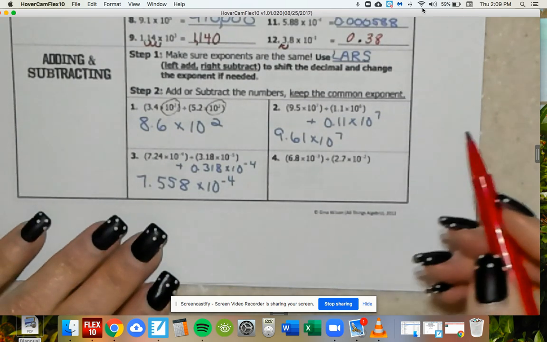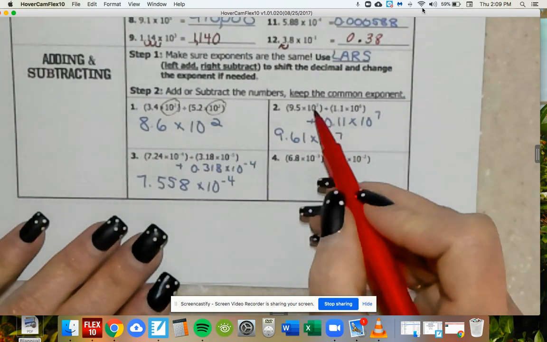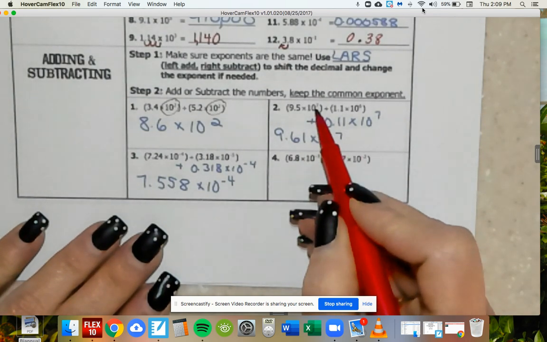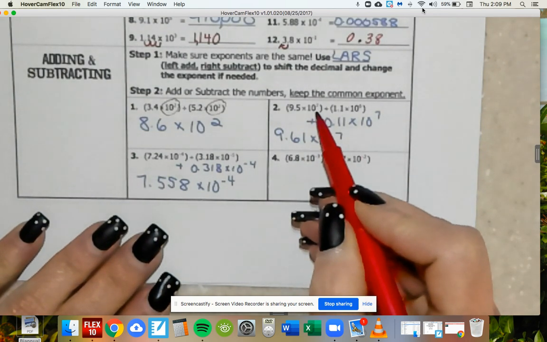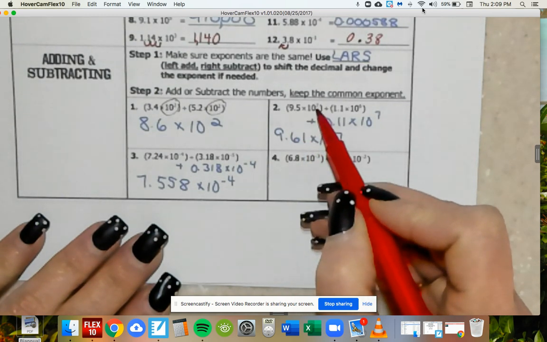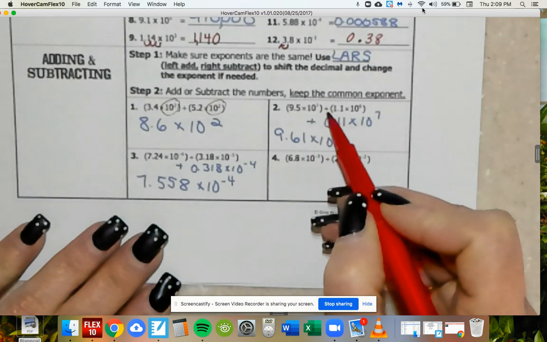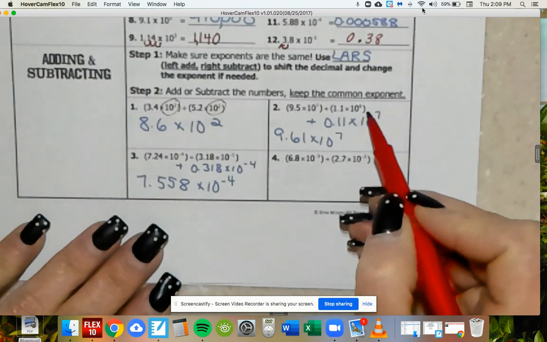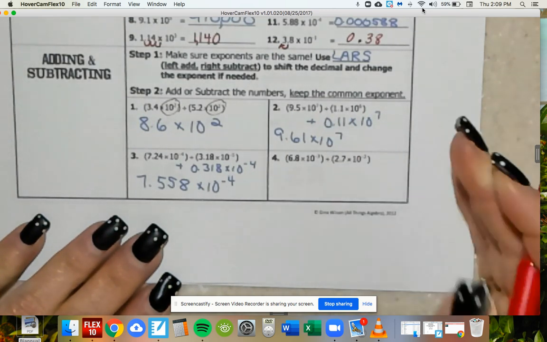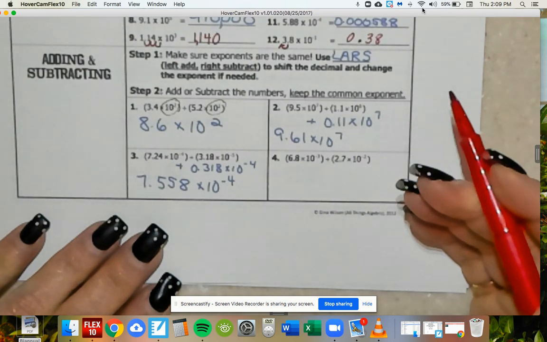However, it gets a little bit tricky when the exponents aren't the same. And I know you're looking at this going, I have no idea what that exponent is, Ms. Glessner. It's so tiny. I know. I'll tell you. This was 9.5 times 10 to the 7th plus 1.1 times 10 to the 6th. Ugh, that's a 6 and that's a 7. So here is an excellent example of one that we need to convert.